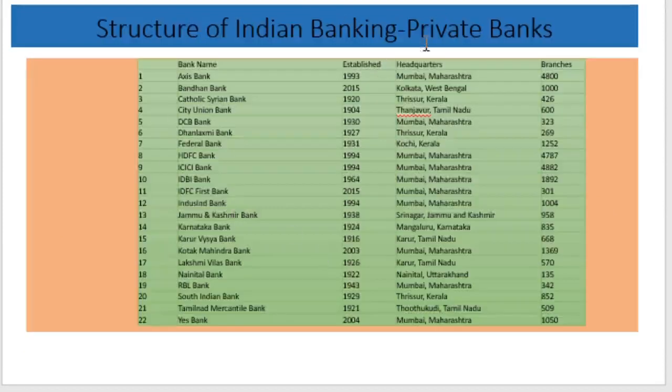As on April 2020, we have 22 private sector banks in India. Their year of establishment, headquarters and number of branches are given here, and the largest number of branches are with ICICI Bank. They have 4,882 branches, followed by Axis Bank and HDFC Bank.